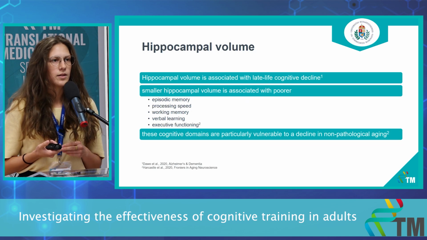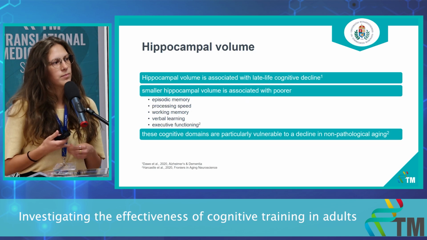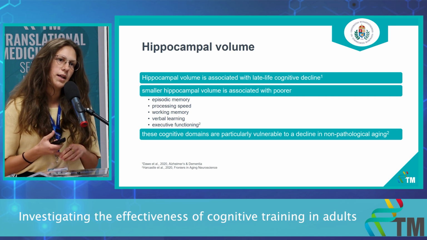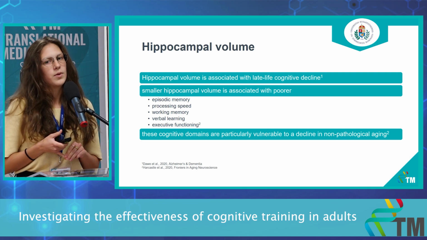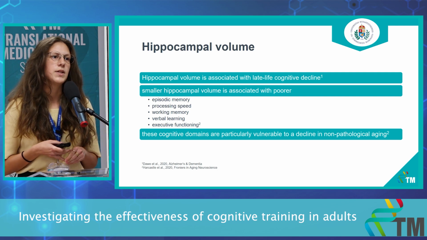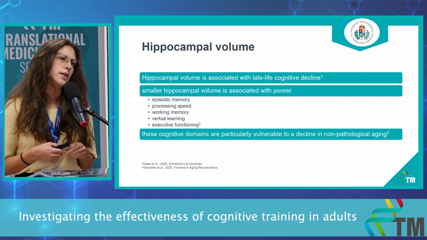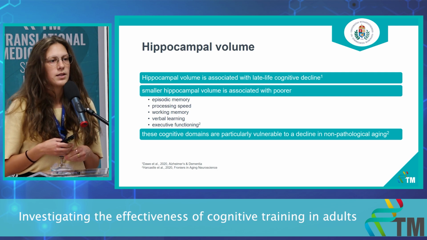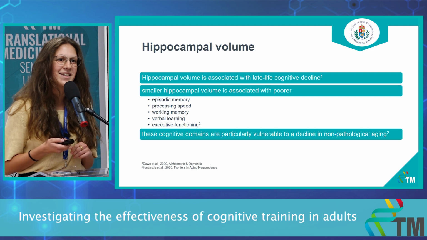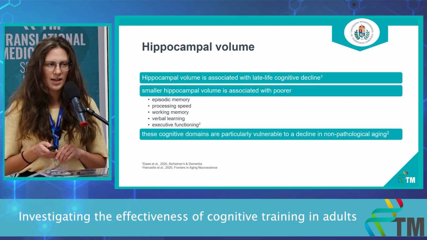The next outcome we were assessing is hippocampal volume measured by structural MRI. It is associated with late life cognitive decline, and a smaller hippocampal volume is associated with poorer episodic memory, processing speed, working memory, verbal learning, and executive functioning. And these cognitive domains are very vulnerable to decline in non-pathological aging.